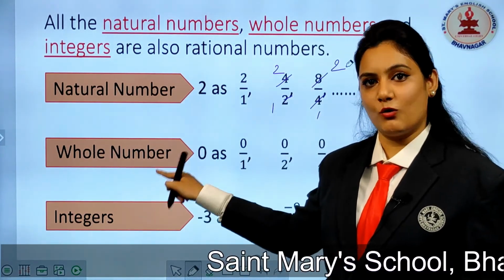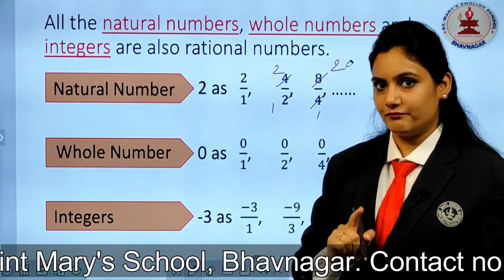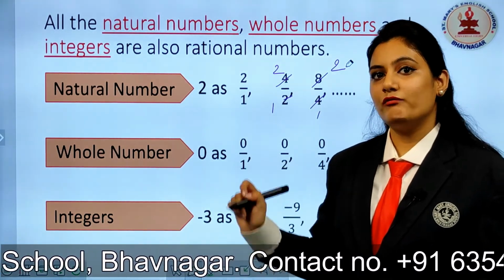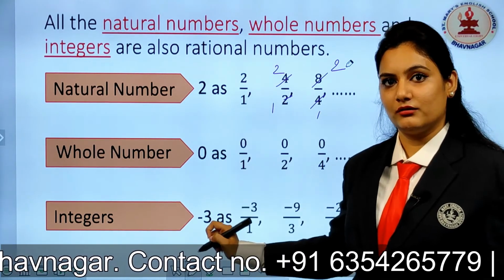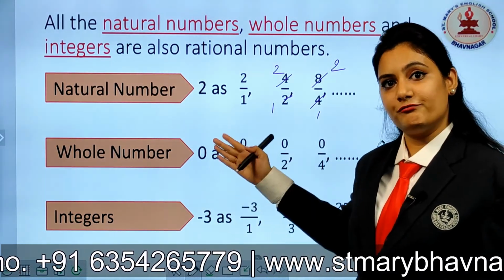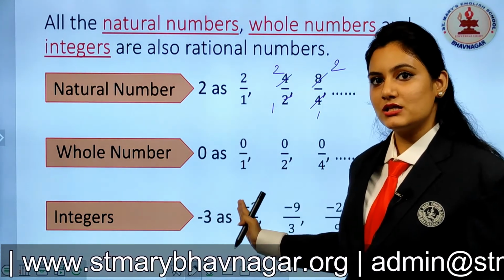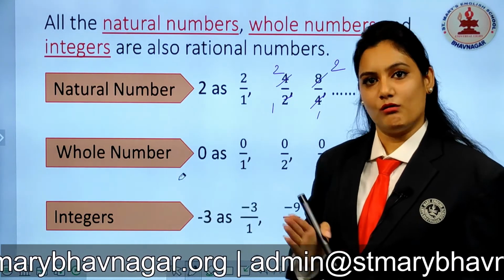Now next, whole numbers. We are taking 0 as the first example. 0 we can write as 0 upon 1, 0 upon 2, 0 upon 4. If we divide this, the answer is what? 0 only. These are rational numbers, but we get the answer as a whole number.